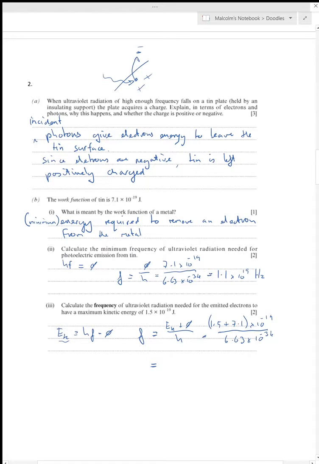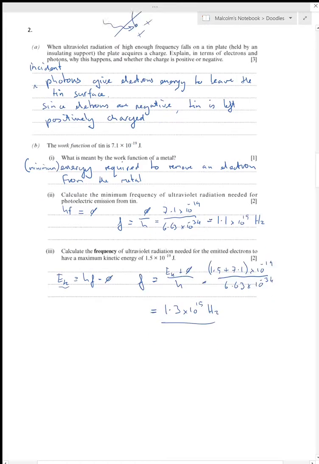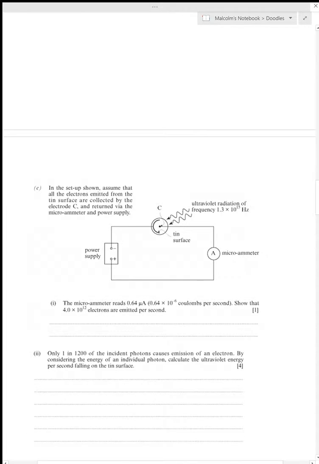And again, that's very much a job for the calculator. So 8.6 times 10 to the minus 19 divided by 6.63 times 10 to the minus 34. This time I've got 1.3 times 10 to the 15 to 2 sig figs hertz. Okay. So this is a pretty standard setup, frequently used for measuring or trying to get a number for Planck's constant. So in this setup, assume that all of the electrons emitted from the tin surface are collected by the electrode and returned via the microammeter and the power supply.